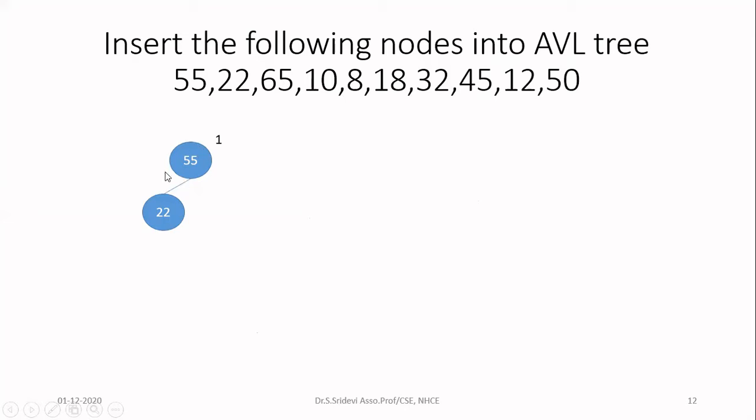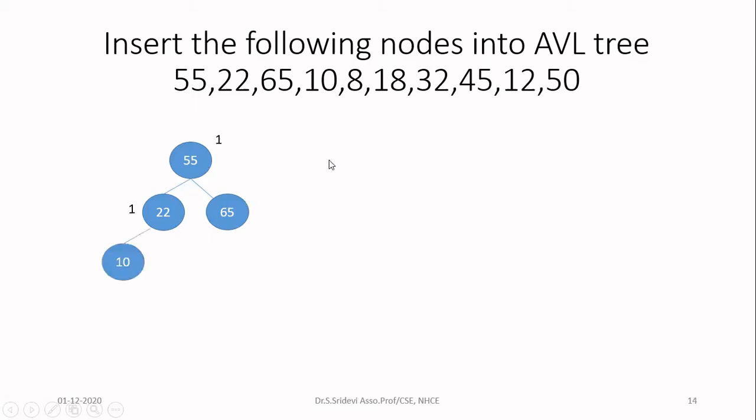After that, calculate the balance factor of 55. It is having balance factor as 1 minus 0. It is an allowed value. So go and insert the next node 65. 65 is greater than 55, so I am inserting it in the right subtree of 55. After that, calculate the balance factor. For 55, we will get the balance factor as 0. Then go and insert the next node.